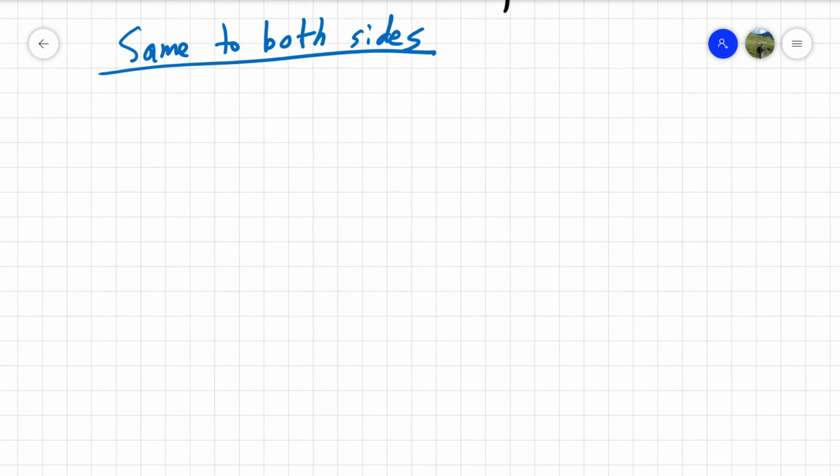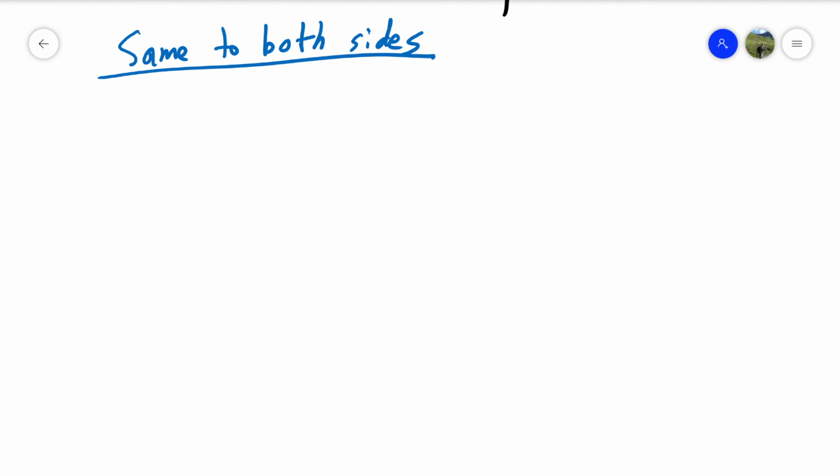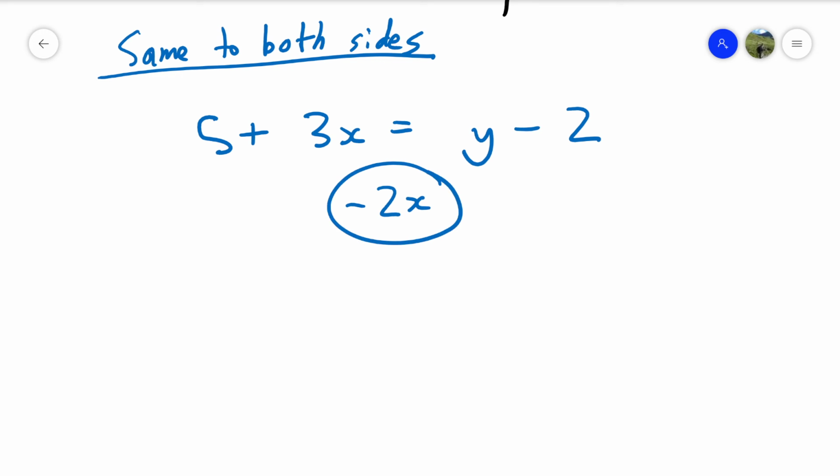Let's do another one. Let's do same to both sides. Same to both sides has another bonus lesson, because a lot of students find this difficult, so I've got more than one bonus lesson on this topic. That's the equation, and this is what I want you to do to both sides. I've put it in the circle. So take your time, pause the video.